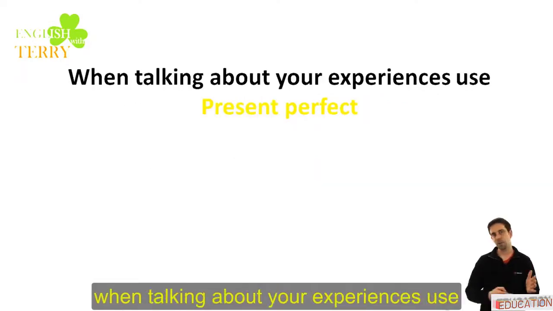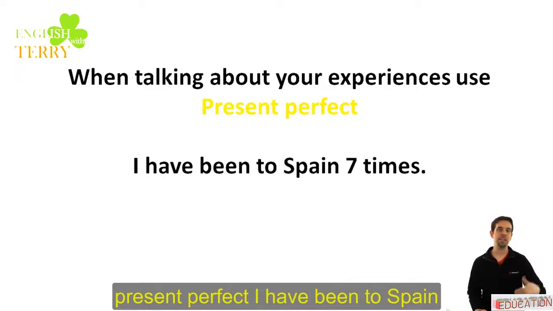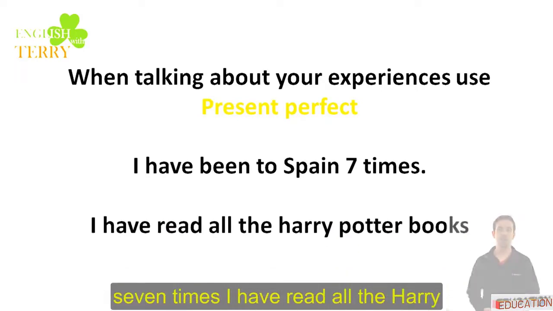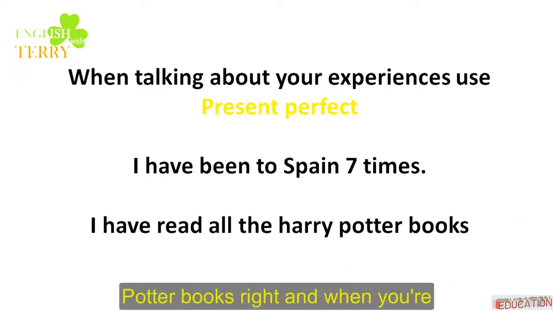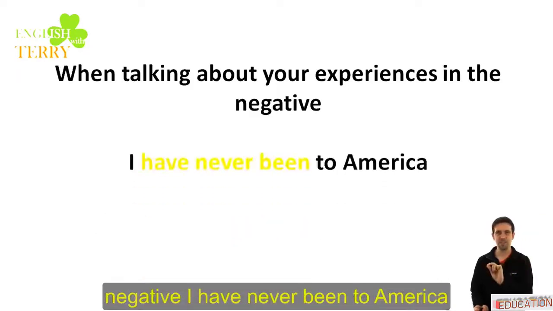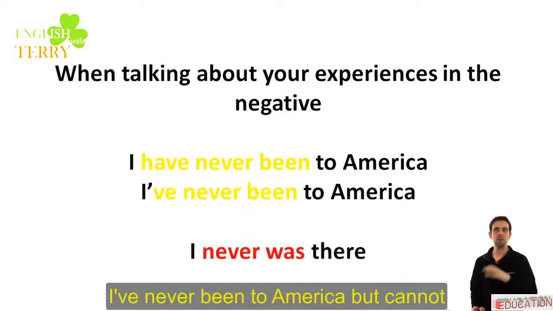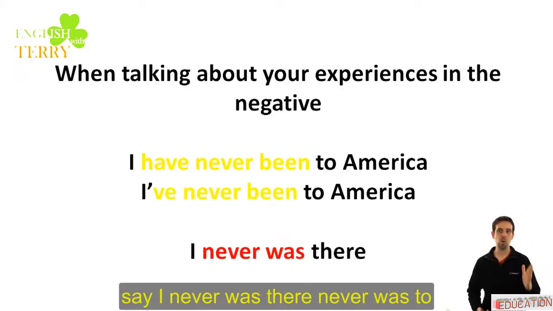All right? And when talking about your experiences, use present perfect. I have been to Spain 7 times. I have read all the Harry Potter books, right? And when you're talking about your experiences in the negative, you say, I have never been to America. I've never been to America, but you cannot say "I never was there," or "I never was to America."